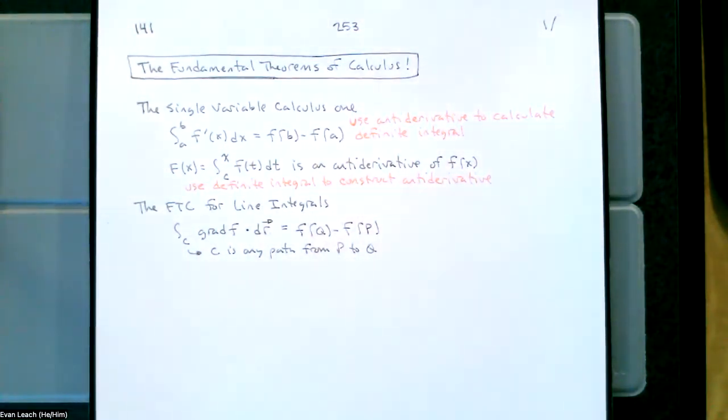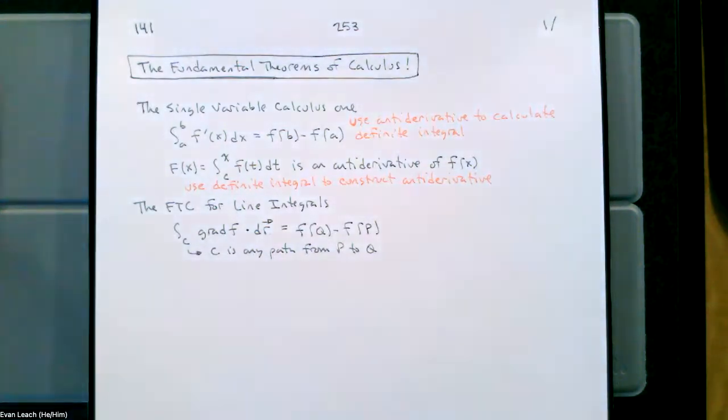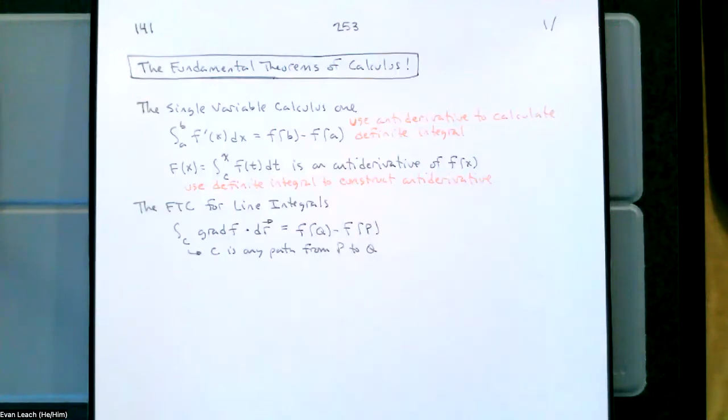This second part is useful because we know that there are some functions that do not have nice antiderivatives. They don't have antiderivatives. Some functions are not the derivative of some finite combination of elementary functions. The second part of the fundamental theorem of calculus allows us to construct an antiderivative using the definite integral.